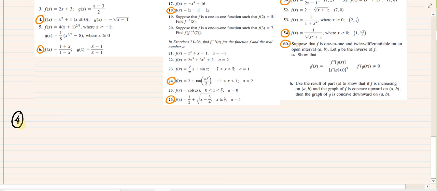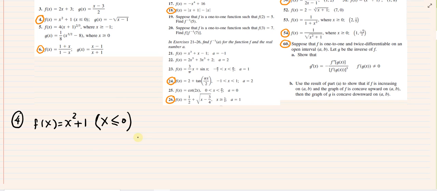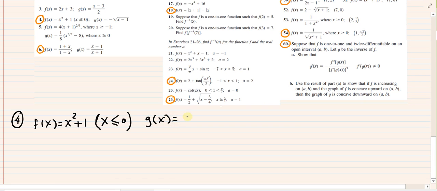So let's take a look at number 4. In number 4, f of x is x squared plus 1. And notice that's a parabola, right? And a parabola, I just showed in my example, is not a one-to-one function, so it doesn't have an inverse. What the authors do is they restrict the domain to just negative numbers. Over the negative domain, the function becomes one-to-one because we're looking at the left branch of a parabola, not the whole parabola, but only the left side of it. And g of x is negative square root of x minus 1.